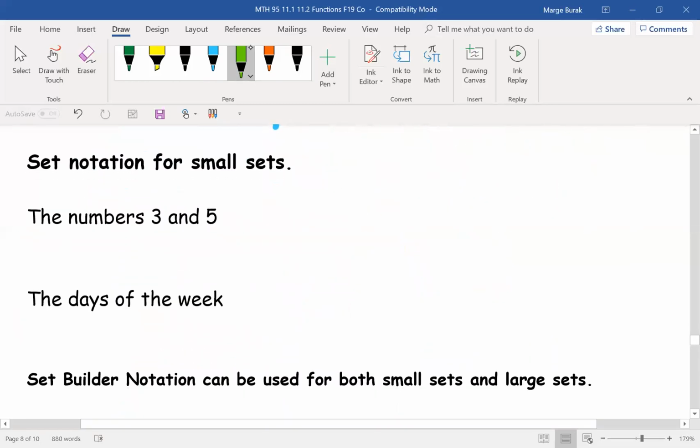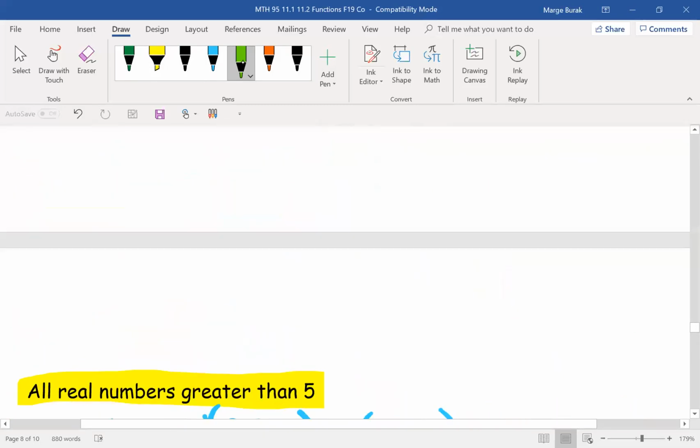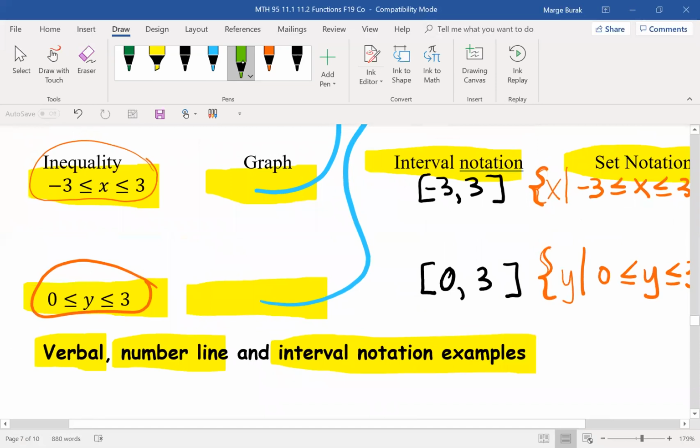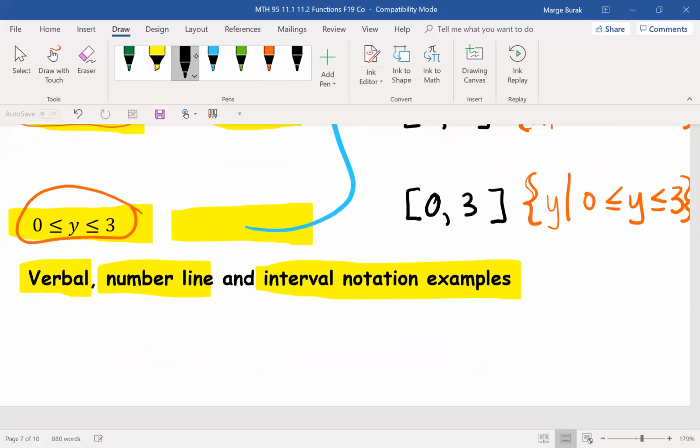Okay, now let's talk about set notation. For small sets, let's go with yellow, there we go. All right, so let's see why we have set notation. The numbers 3 and 5, okay? Set notation just means I have a brace and I list the members of the set. That's not to be confused with back up here where we had set builder notation. This is what this one is. I did set builder notation here, and you'll see the difference here, okay?